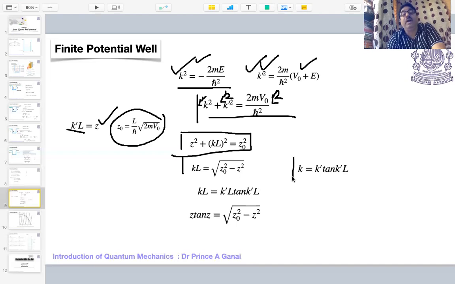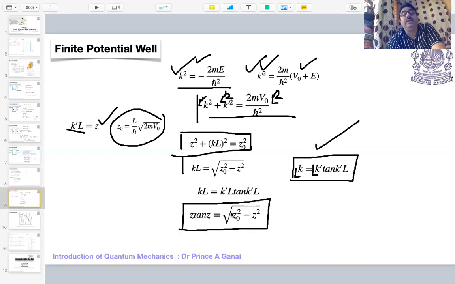And since I have solved for the even case, the relation between K and K prime was K equal to K prime tan of K prime L. This I got after solving the Schrodinger equation. I again multiply by L on this side and L on this side and convert them into Z and Z naught factors. So I get this as my final solution: Z tan Z equal to root of Z naught square minus Z square. Remember, it further needs to be solved.